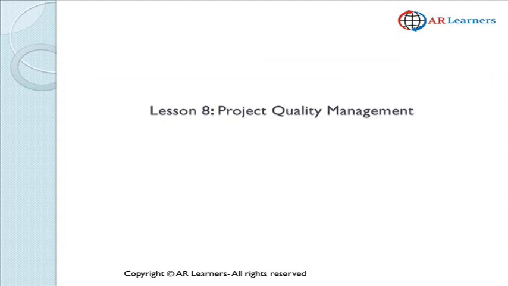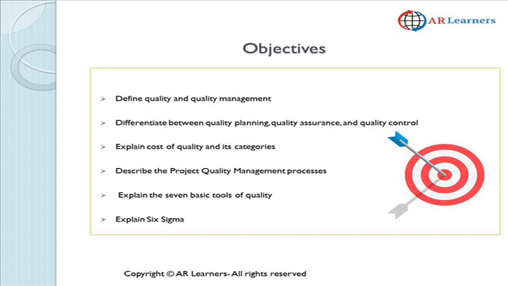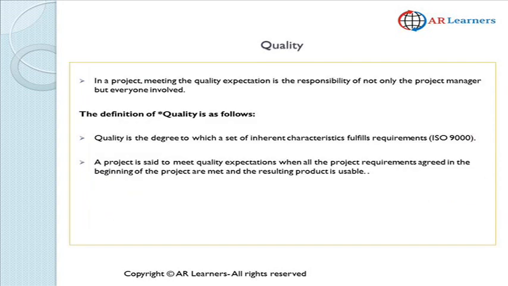Lesson 8. Project Quality Management. Objectives. Define quality and quality management. Explain cost of quality and its categories. Explain the 7 basic tools of quality. The definition of quality is as follows. Quality is the degree to which a set of inherent characteristics fulfills requirements.